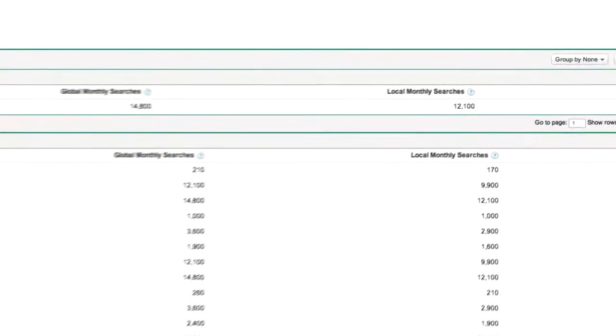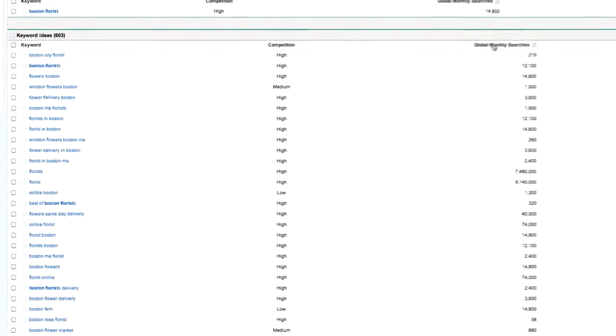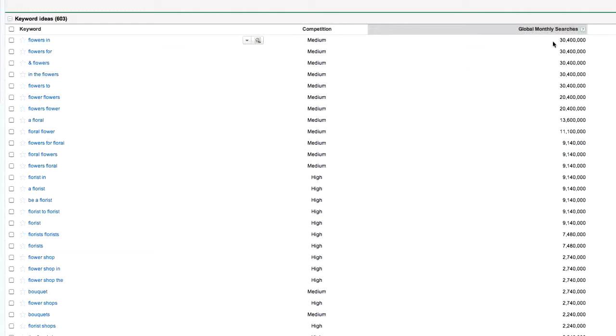But this keyword tool is very intuitive, and it gives us a lot more information that is very useful to us. It gives us the data on all of these related search terms, their competition, and how many searches they get. One can do a few things from here. For instance, you can order the list according to the number of searches. Wow! Approximately 30 million people around the world look up the terms flowers in, flowers for, and flowers, and so on. But that's not going to do us much good, as this is far too general.